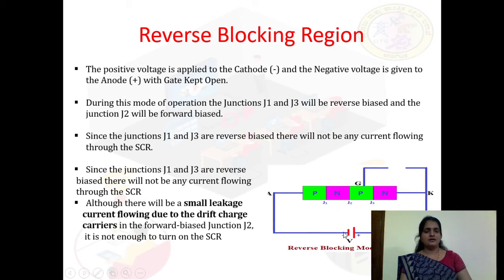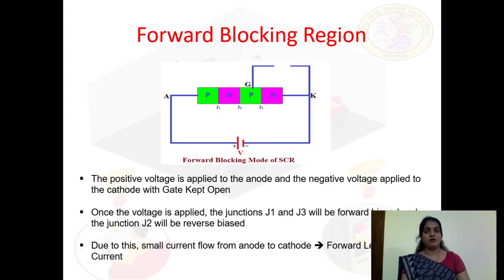So this is not enough to turn on the SCR. So this will be in a reverse blocking mode. And the second mode is called the forward blocking region, where the anode is provided with the positive terminal and the cathode is provided with the negative terminal, and once again the gate is kept open.